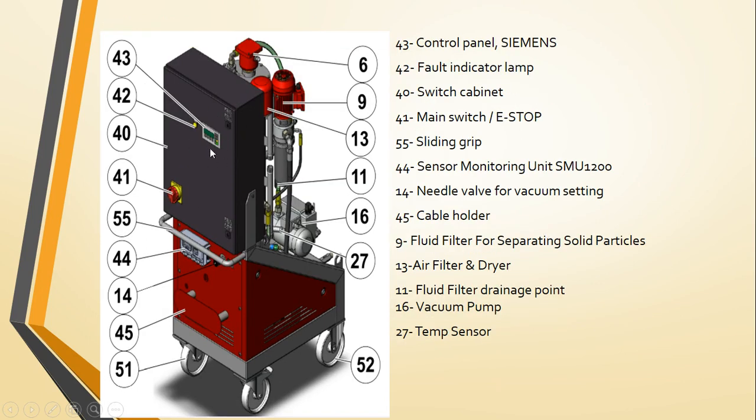Then we have its HMI screen. We can select the mode and we can see the line diagram. We have the supply breaker. We have the needle valve. The 14 one is the needle valve. With the help of this, we can adjust the vacuum and we can adjust the pressure.